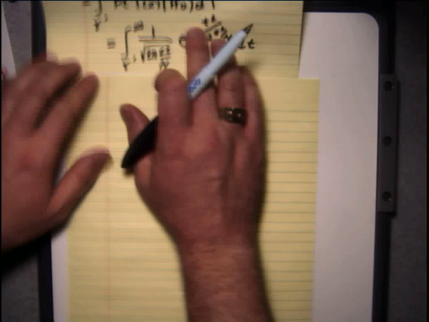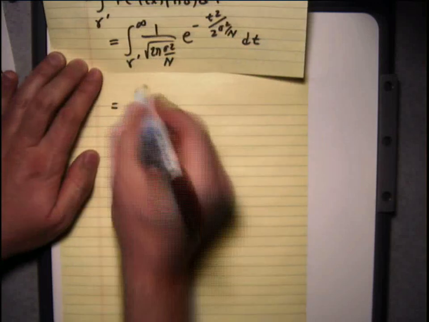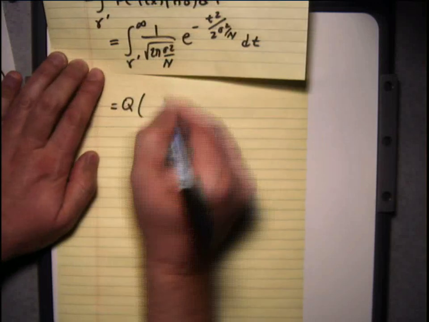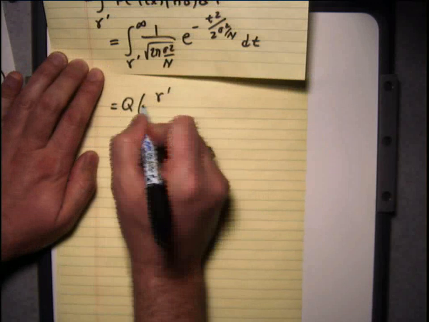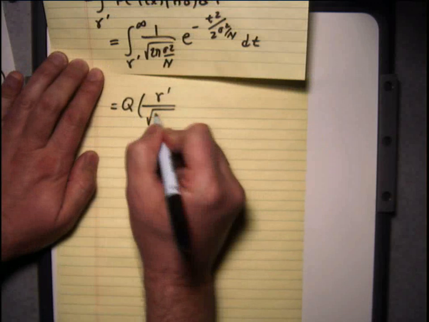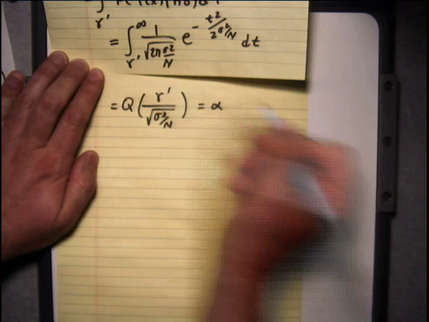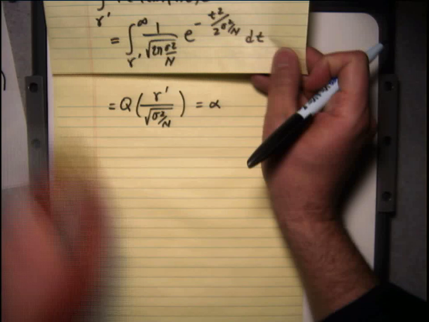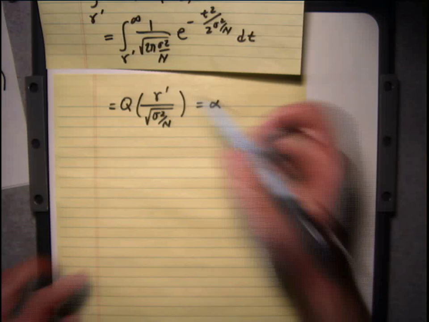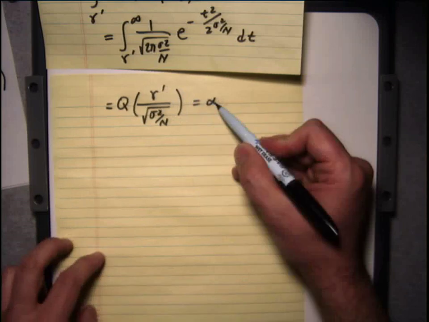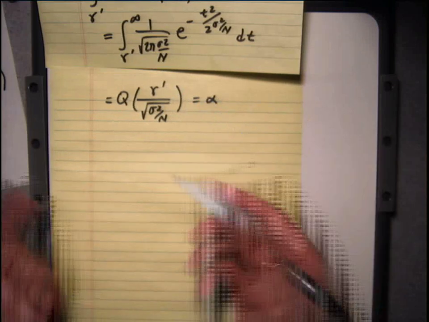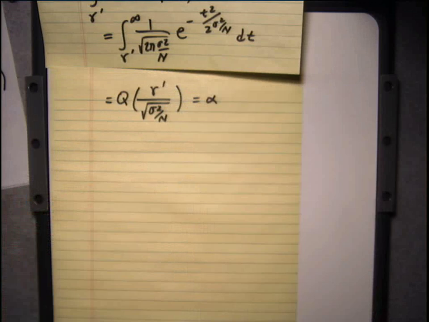So this integral here is the Q function, Q of gamma prime over square root of sigma squared over n, and this is equal to alpha. So if you want to figure out what your gamma prime is for a particular alpha, you just have to invert this equation. You do Q inverse and then you solve for gamma prime.